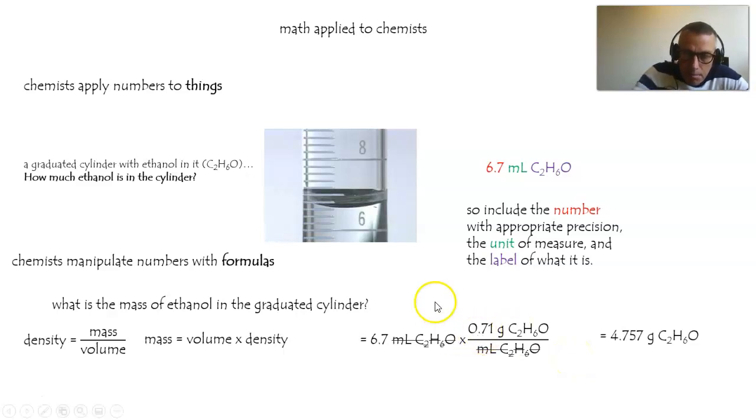So we will apply a rule that you're going to learn in the next slide, and we will use two significant figures in our answer, giving us a final answer of 4.8 grams of ethanol. Notice it has the number, it has the unit, and it has the label. This is just a quick introduction of math as it applies to chemists.